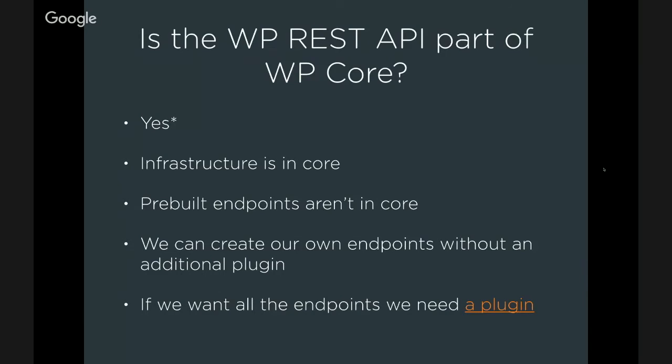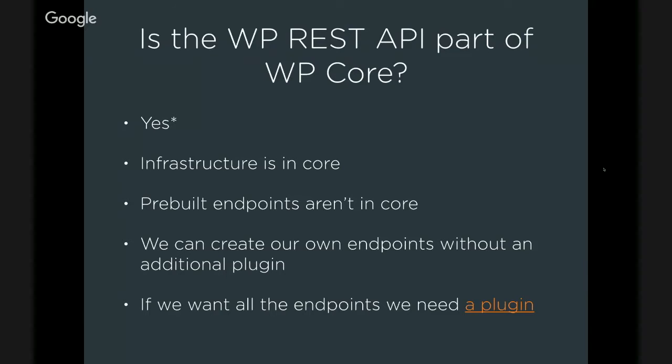So back a couple slides, we said the REST API was merged into core, and I had a little asterisk there. So is the REST API part of WordPress core? Can I just go download the latest zip of WordPress and start using the REST API? Well, yes, kind of. And that's what we're going to get into today. The piece of the API that was merged into core was just the infrastructure, basically all the code that allowed you to create your own endpoints and use the REST API in that way. The pre-built endpoints are not in core. So without any sort of plugin, we can create our own endpoints, and that's what we're going to be doing today.